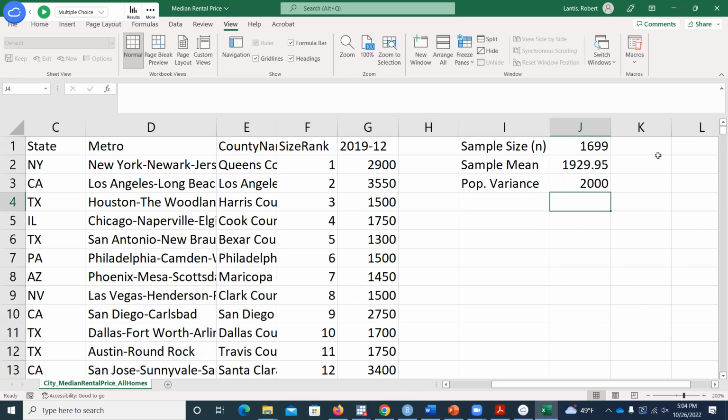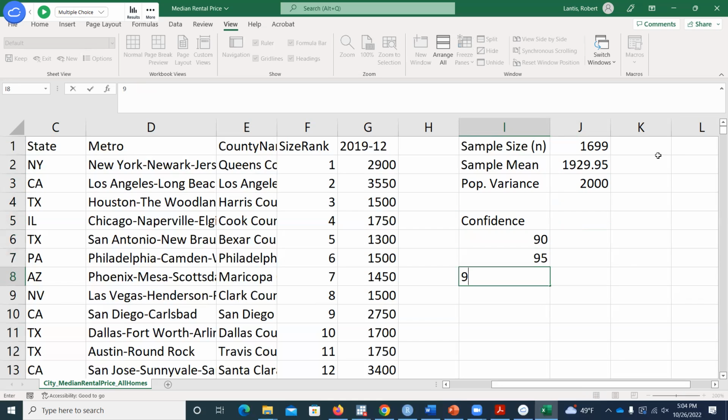The only other thing that I need to build confidence intervals is, well, what alpha do I want? What level of confidence do I want to build this interval for? Well, I can actually build a confidence interval at all three levels, right? So I'm going to start out here thinking about three different benchmark levels of confidence. Now I could do this for any level of confidence.